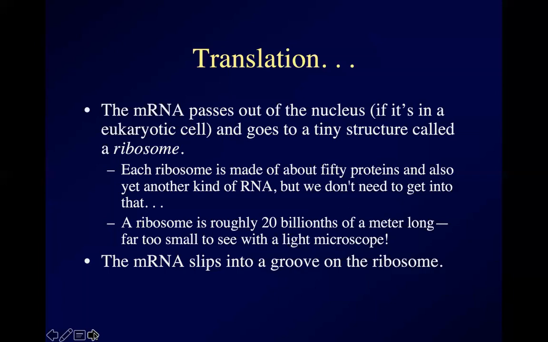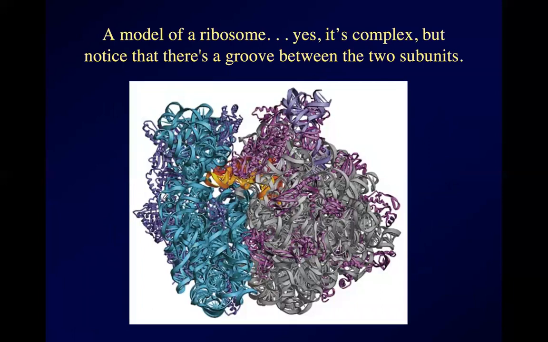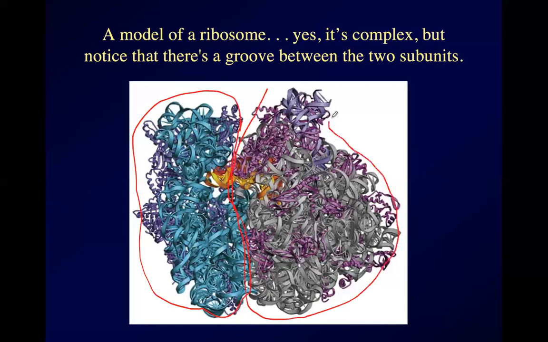And the messenger RNA slips into a groove on the ribosome. That's what a ribosome would look like if you could see it. Yes, it looks extremely complicated, but there's one subunit, kind of shaded blue right here, looks like this. And another subunit that's kind of shaded purple, it looks like this. All of the spaghetti stuff is a mixture of ribosomal proteins and some RNAs that are important for holding the thing together. And right between the two subunits, there is a groove. So there is the groove. And the messenger RNA slides itself into the groove, and that's where it actually gets read and used to assemble amino acids in the correct order.